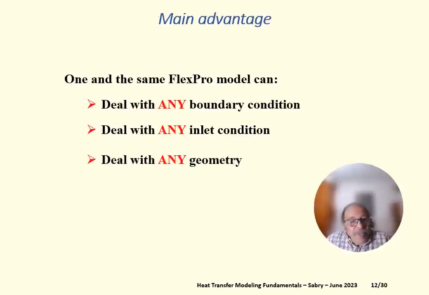We have many main advantages. First, we have one and the same model for any type of boundary conditions. It works well if I give you the temperature to obtain Q or give you Q to obtain temperature. We're using one and the same matrix.